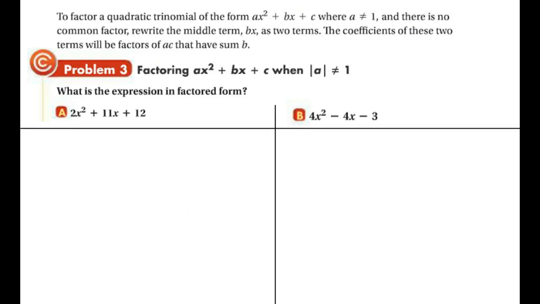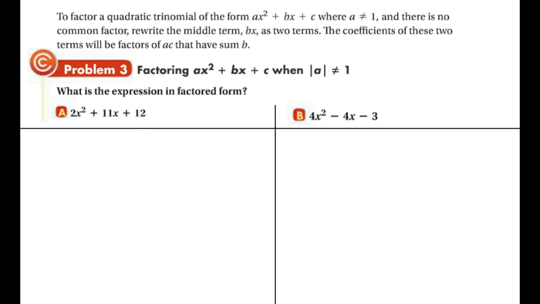Now we're about to talk about the process of how to factor a quadratic trinomial of the form ax squared plus bx plus c when a does not equal 1. And there's no common factor that we could factor out. What we're going to do is rewrite the middle term, which is the bx part, as two terms. The coefficients of these two terms will be the factors of AC that have a sum of b. So let me show you how to do this.